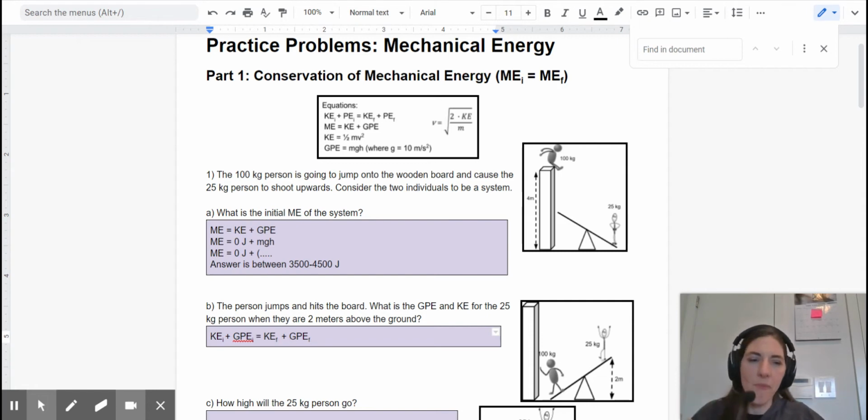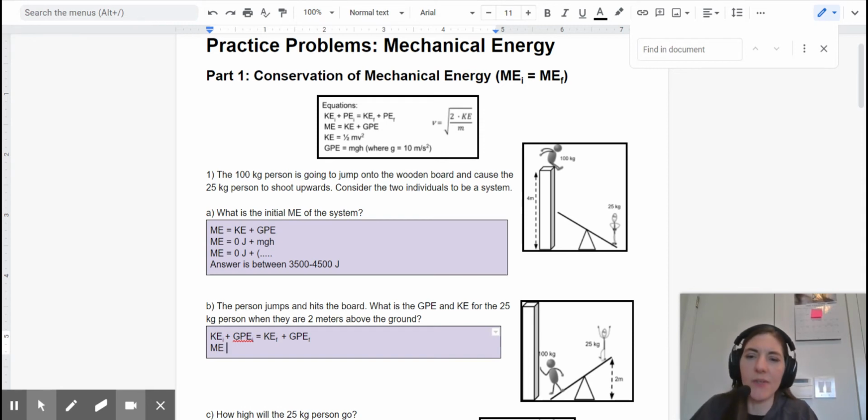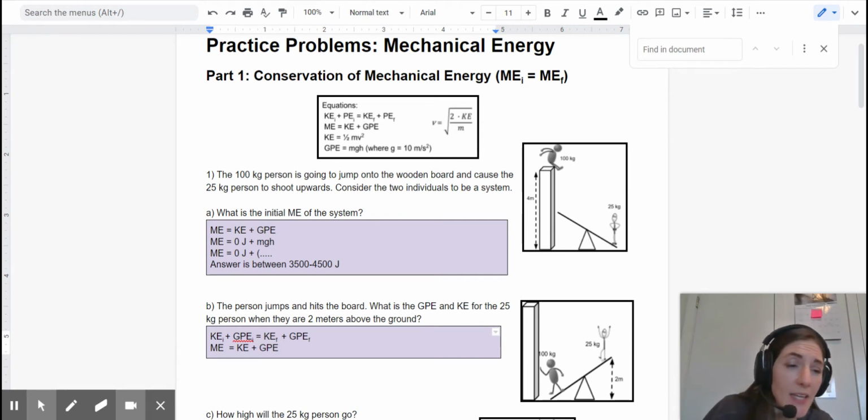Now here's the thing. KE initial and GPE initial is just the mechanical energy, which I found above. I found the mechanical energy of the system above. That can't change. So really the mechanical energy, whatever answer I had for A, is going to equal my KE plus my GPE of the little 25 kilogram guy as he's going up. I want you to tell me the KE and the GPE. That original mechanical energy of the system, which you found in A, is going to be split between KE and GPE of this 25 kilogram guy.